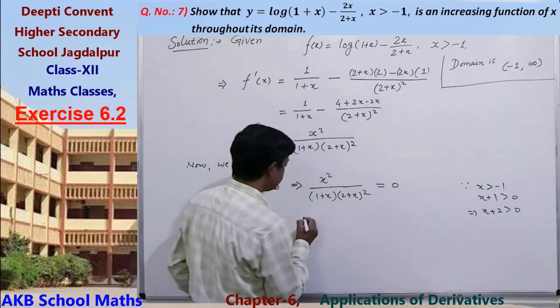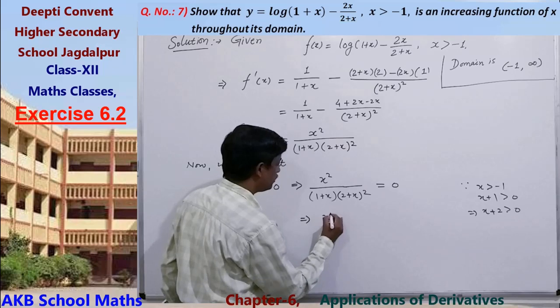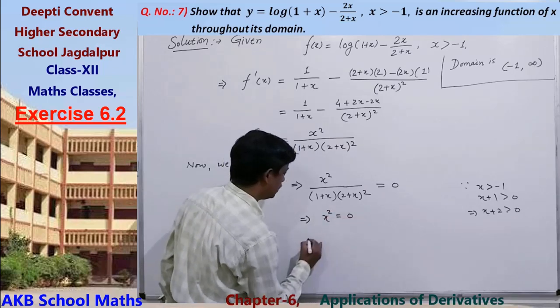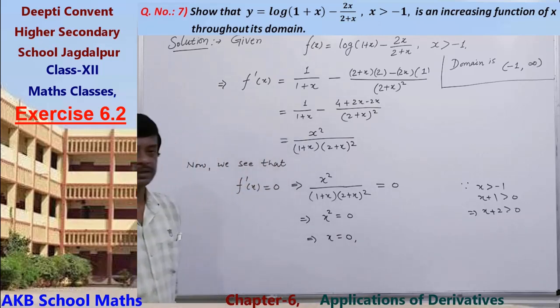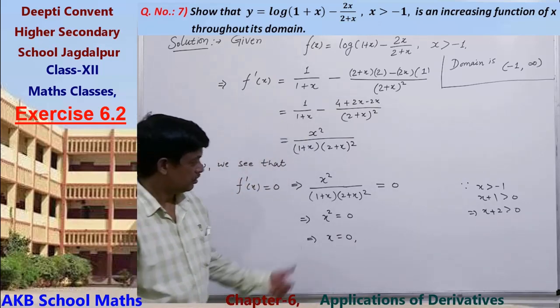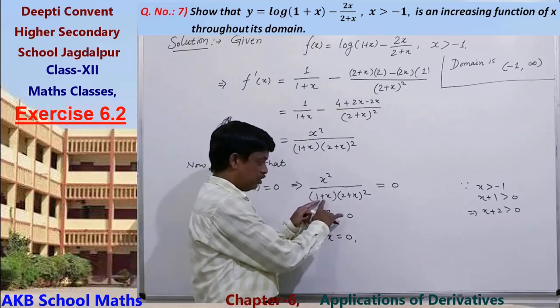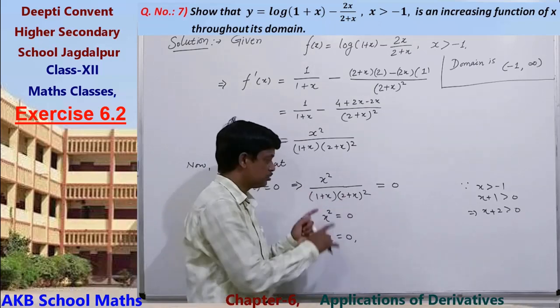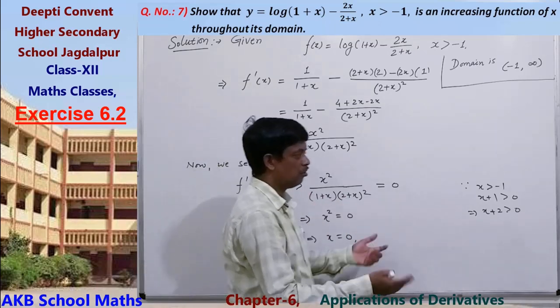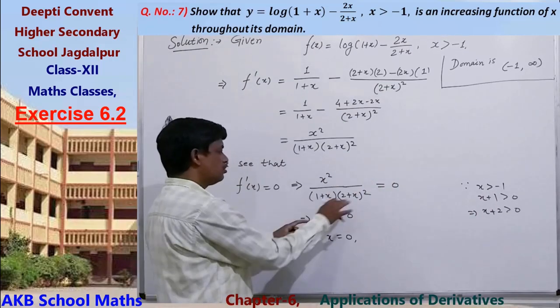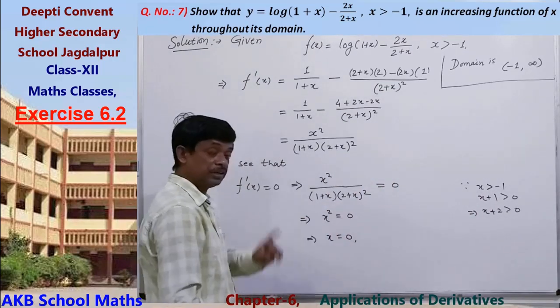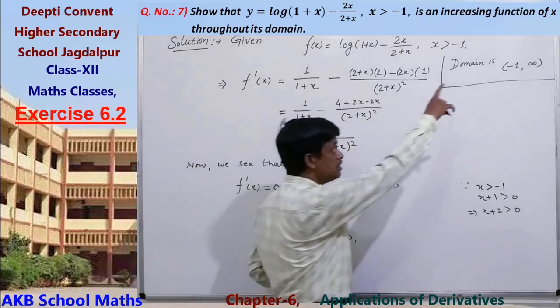So we can write x square equals 0, that is, we get x equals 0. Clear? Here the denominator should not be equal to 0, and 1 plus x and 2 plus x are all greater than 0, so not equal to 0. That's why we can write x square equals 0, which implies x equals 0. That is, 0 is the point which divides this interval.